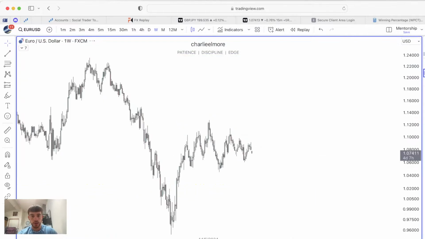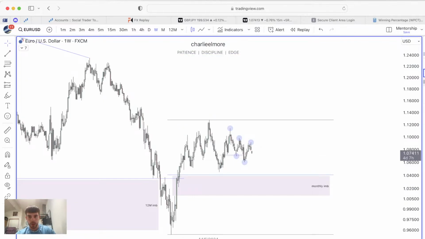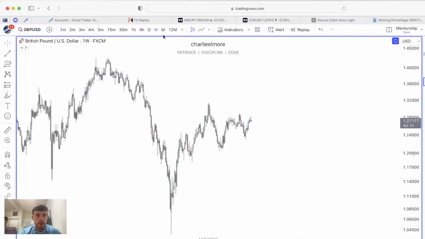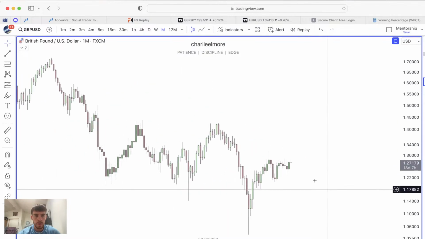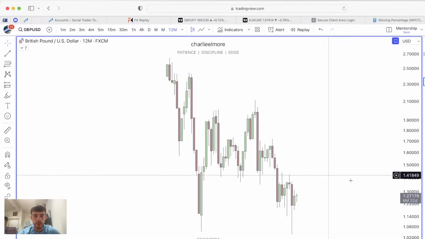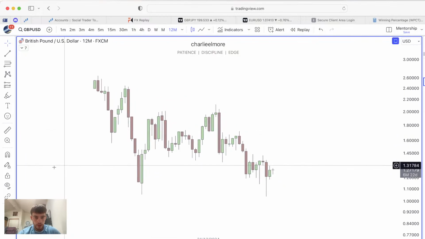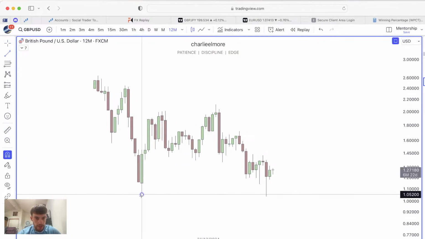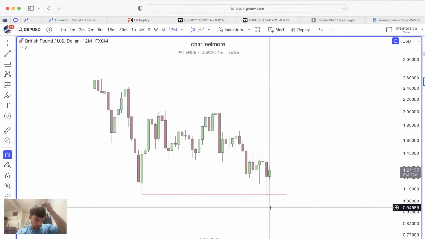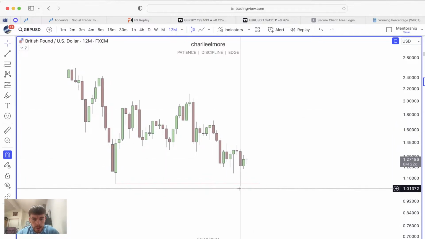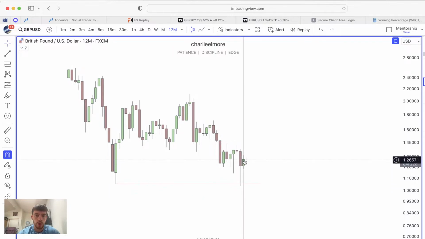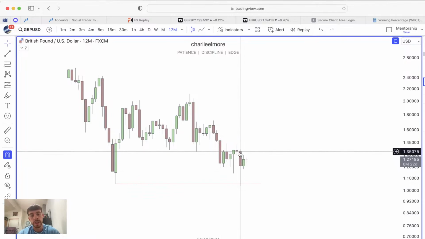So speaking of, let's just look at these. So GU. Okay, so on the 12-month on GU, what we did is we actually wicked that low. Okay, which is very, very important in my eyes. Very, very important. Now, what we've done since then is obviously closed back up here. So price didn't want to be down there for very long.